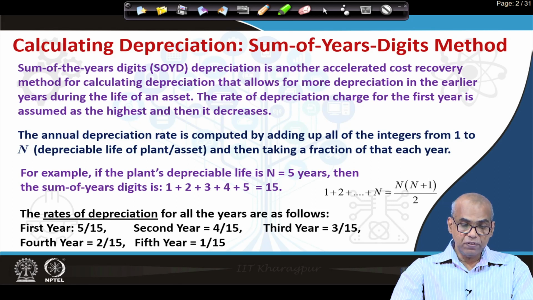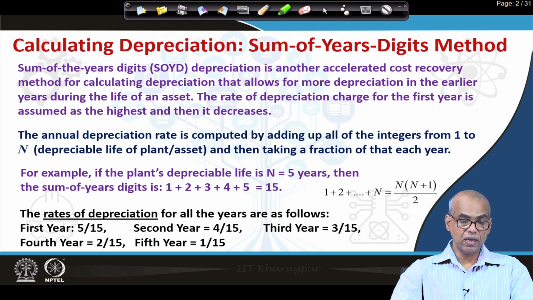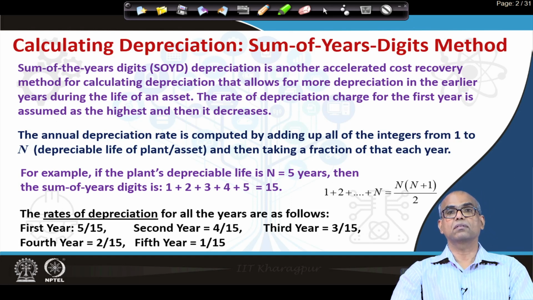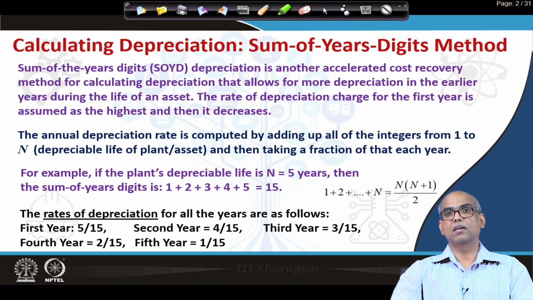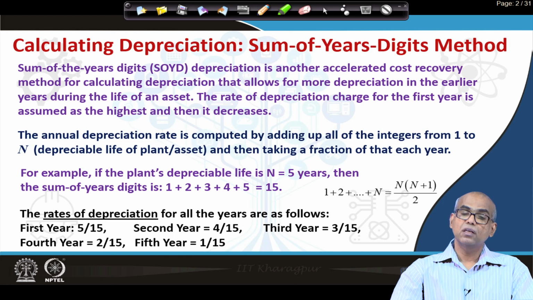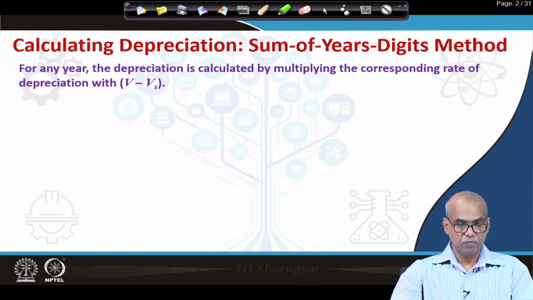Now, the rates of depreciation for all the years will be: first year 5 by 15, second year 4 by 15, third year 3 by 15, fourth year 2 by 15, and fifth year 1 by 15. So, remember the reverse order. Also note that it is highest in the first year and lowest in the fifth year. So, this is how the sum of years digits method computes depreciation.